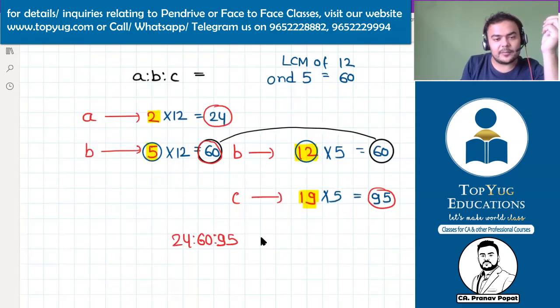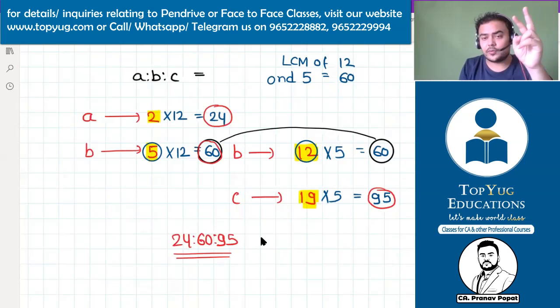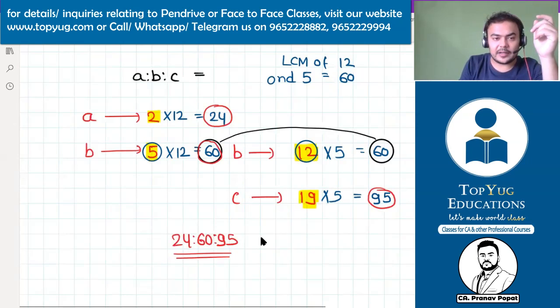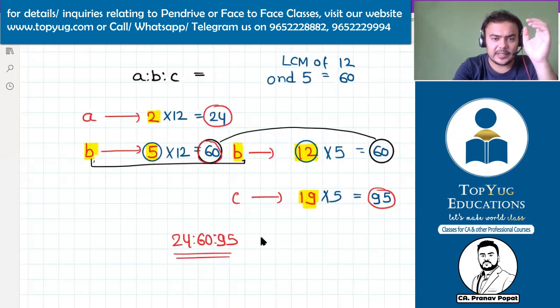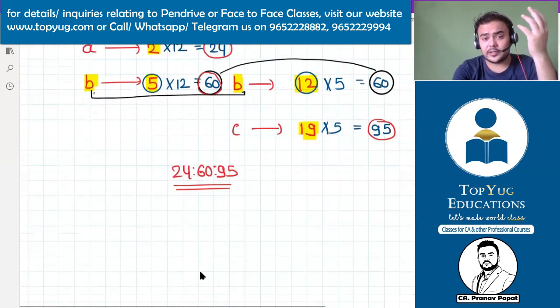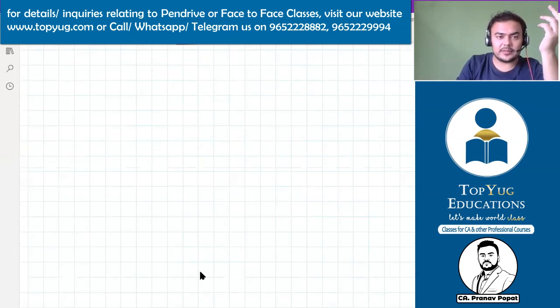The middle term, which is coming in both the ratios, in this case B, is common between both. So you need to equate them to make the continued ratio. Now, let us see if everybody got this or not. I will give one more example to you guys.